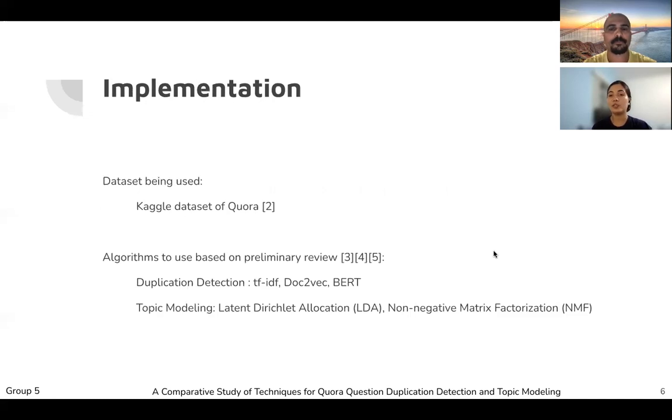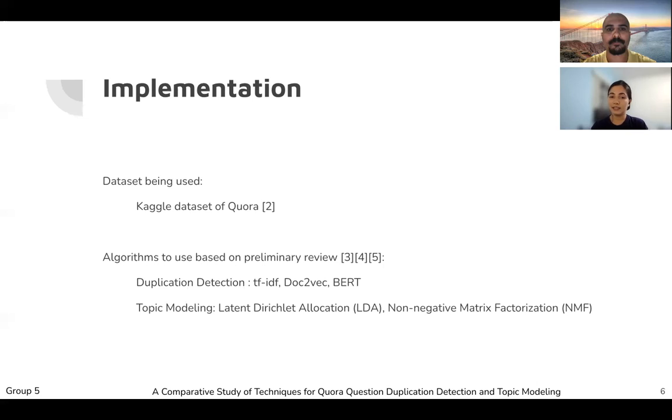So next, we are going to talk about how we plan on implementing our project. For the first part, the dataset that we're using is the Kaggle dataset of Quora. This dataset has been released by Quora some years back for a Kaggle competition, and we plan on using this same dataset for our project.